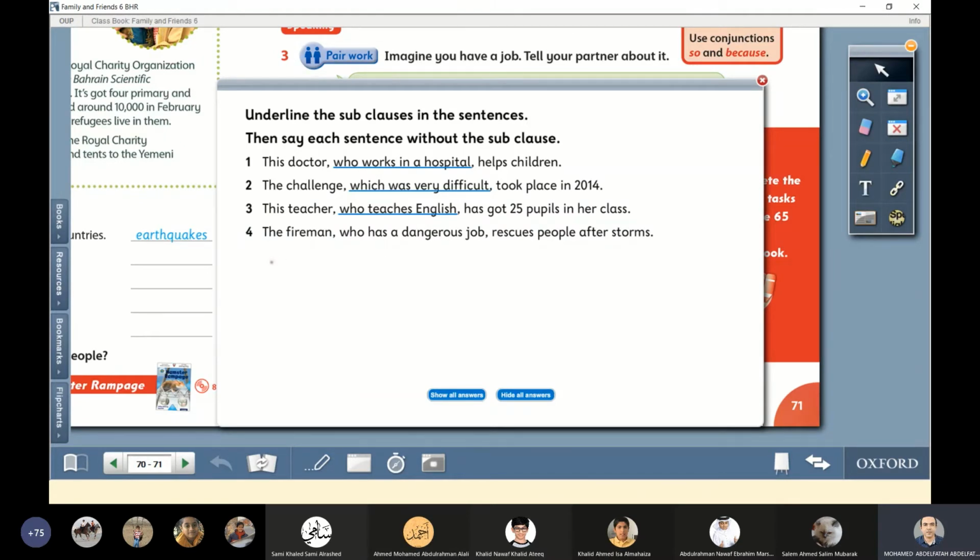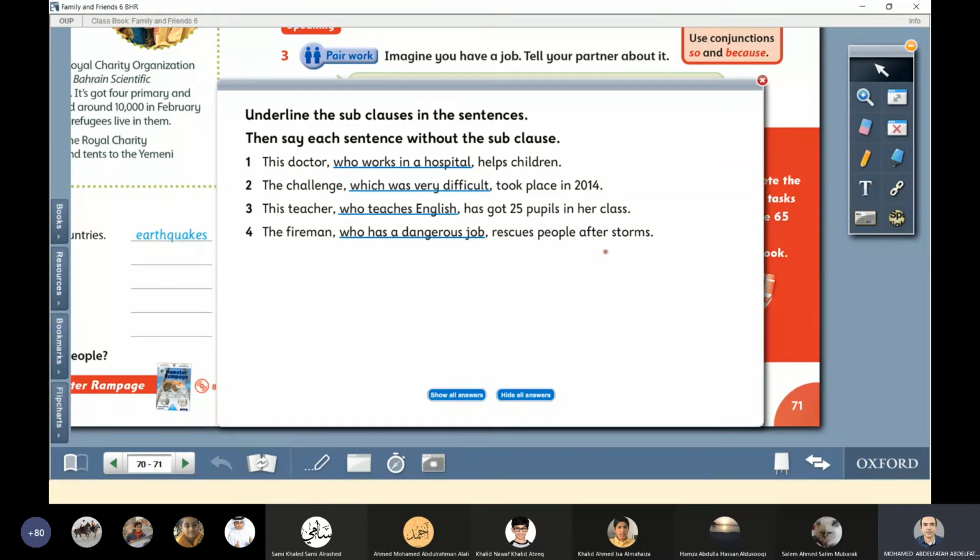So the last one, students, which is number 4, get ready. The fireman rescues people after storms. The fireman who has a dangerous job rescues people after storms. Here, students, which part is the subordinate clause? Who has a dangerous job. Exactly, absolutely, you are correct. Who has a dangerous job. The fireman who has a dangerous job rescues people after storms.